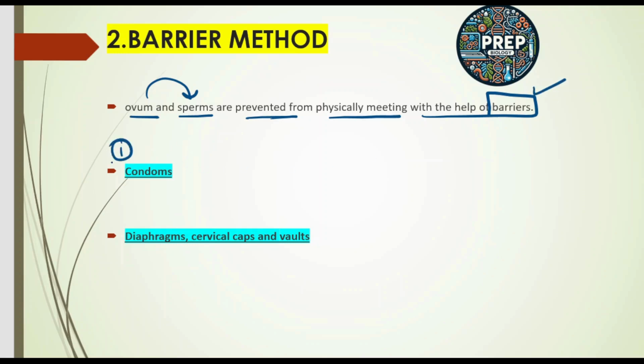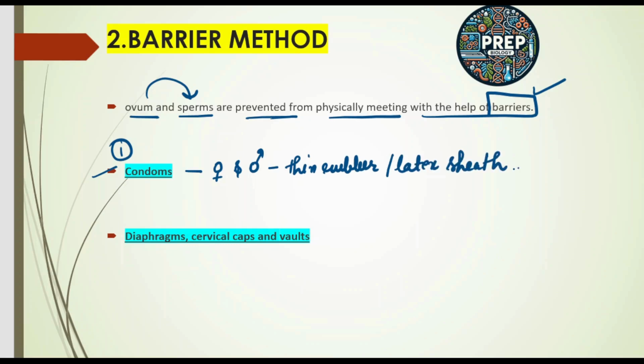So the first barrier is the condoms. The condoms are available for both males and females, and the condoms are basically thin rubber or latex sheaths, which are disposable in nature and used by both male and female.